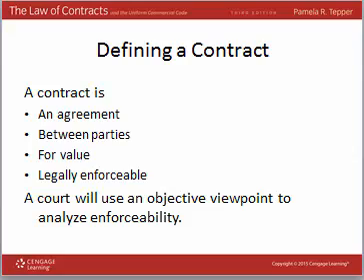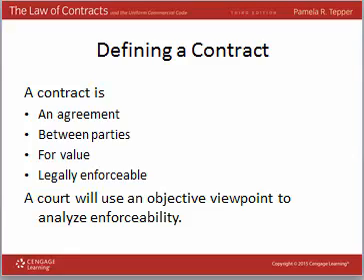And as we get started here, it's really important for you to understand the basic definition of a contract. In its simplest form, a contract is an agreement between parties for value which is legally enforceable. And that last concept there, legally enforceable, is something that we're going to talk a lot about throughout this semester. Because simply stated, a contract is an agreement that the law will enforce. And so the study of contract is determining whether or not the elements are present for a contract to be enforceable.